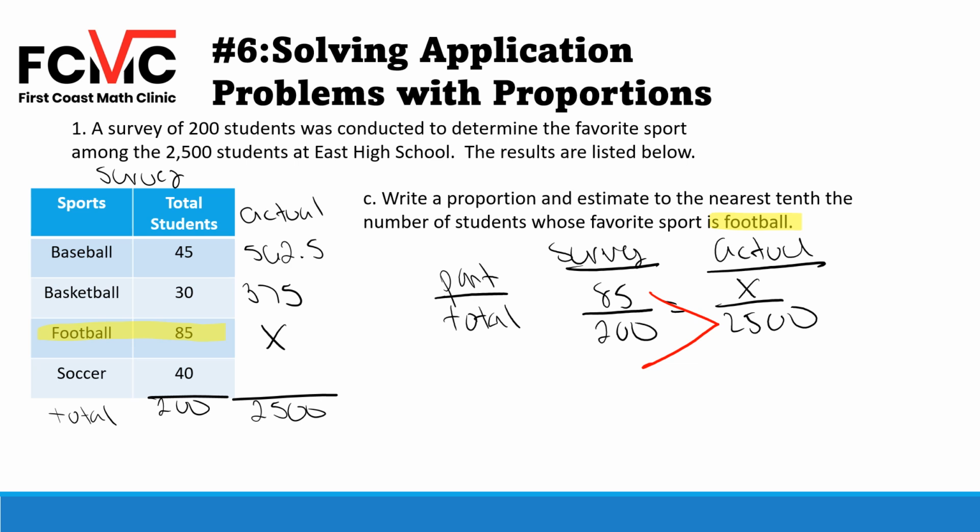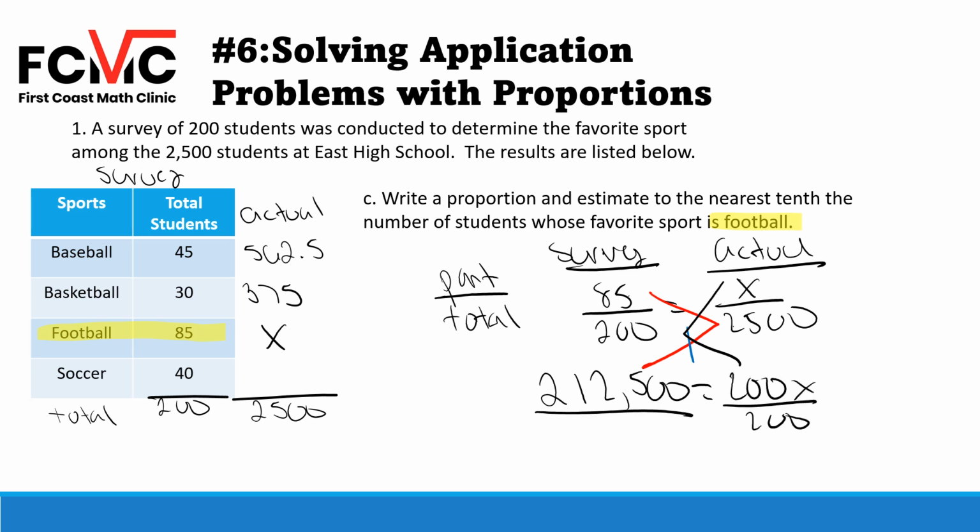85 times 2,500 is going to give us 212,500. Bring down the equal sign. And we'll get 200x. Divide by 200. Divide by 200. And we'll get x equals 1,062.5. So we should get 1,062.5 students who like football.